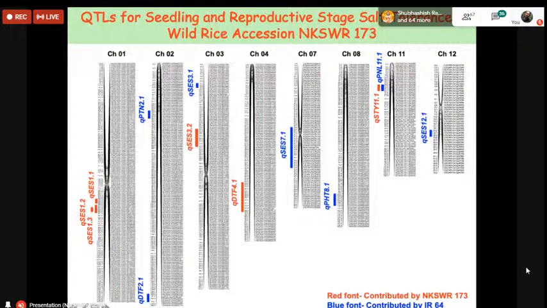Here you can see those which were contributed by wild rice are given in red. So this is one near the Saltol locus, then chromosome 3, chromosome 4, chromosome 11. Some major QTLs were identified, each contributing more than 15% to the final trait value. Then IR64 also had several QTLs.